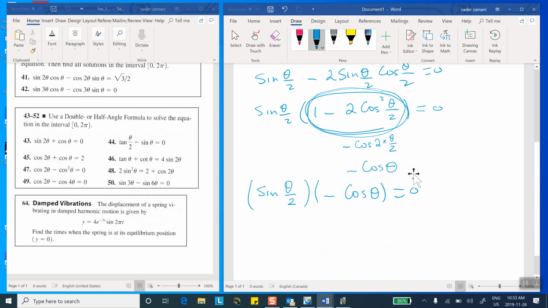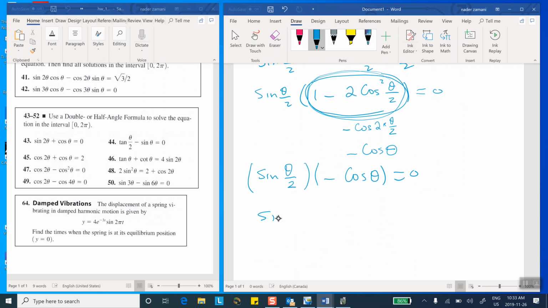Okay? Or really, I've come down to two situations. Sine of theta over 2 equal to 0 and cosine of theta equal to 0, where theta is in 0 and 2 pi. Now we still have to finish the problem. It's not the end. We still have to finish it. But which form? Notice that I said go look it up right there.